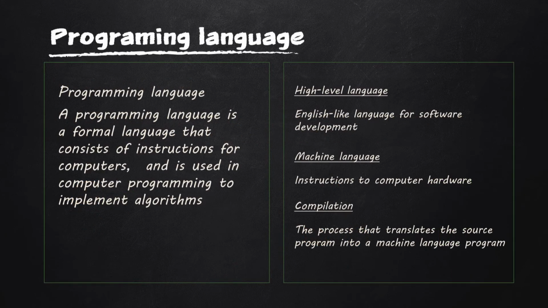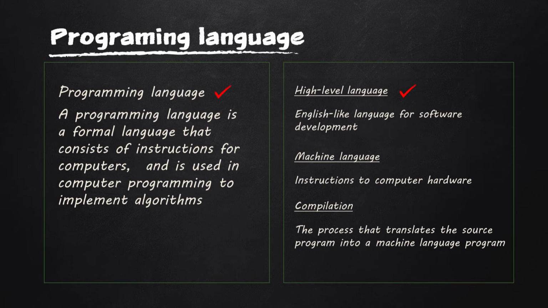Software is developed with a programming language. A programming language is a formal language that consists of instructions for computers. Developers use a programming language to implement their algorithms. In fact, the term programming language we usually talk about refers to the high-level programming language.